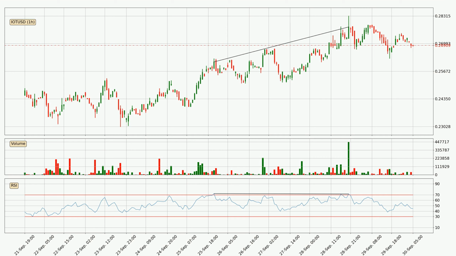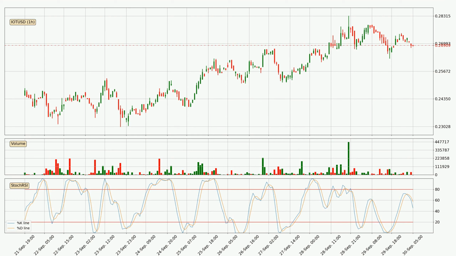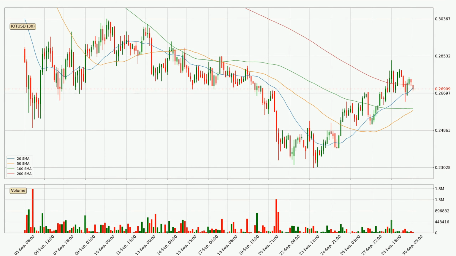If we now search for divergence in the hourly time frame, owing to the bearish divergence, the price has already gone down. Jumping to the hourly stochastic RSI, there are no signs of the stochastic RSI being oversold or overbought at this time, but we can see that the trend is currently going down because the K line is below the D line.